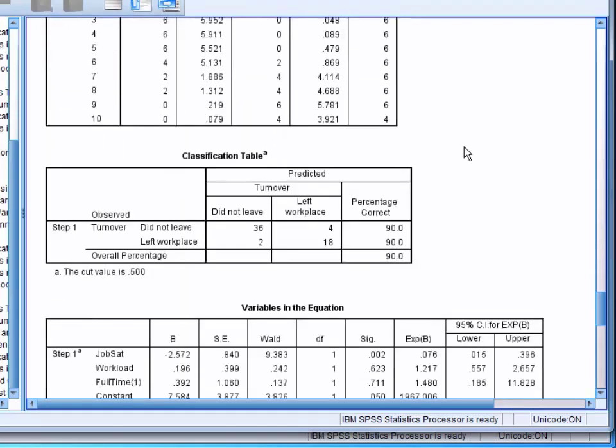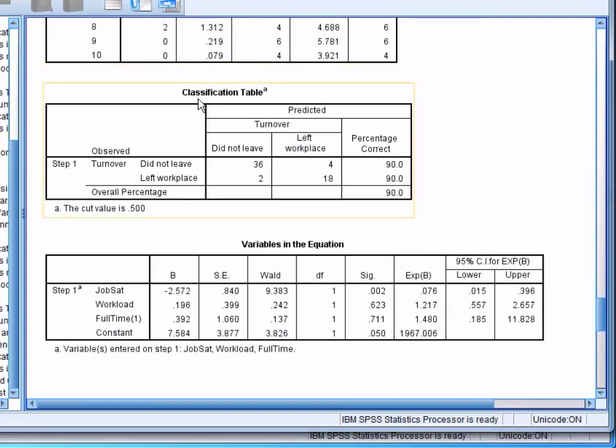Under this, we have the classification table for the model with the predictors added. We can see that the new model is 90% accurate, whereas the model without any predictors was only 66.7% accurate.